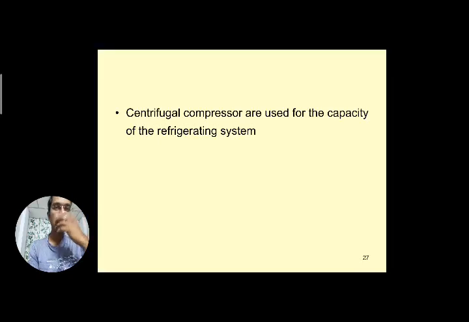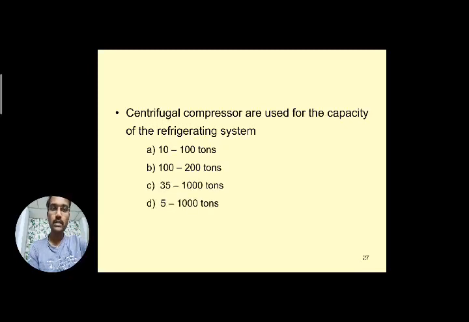Here, regarding these centrifugal compressors, they are used for what capacity of the refrigerating system? Just now we have discussed what the capacity is, so you can also tell without the options. I will give the options to you: 10 to 100 tons, 100 to 200 tons, 35 to 1000 tons, and 5 to 1000 tons. Just note the answer: 35 tons to 1000 tons, larger capacity refrigerating systems. Here we are employing the centrifugal compressors. So the answer is 35 to 1000 tons.